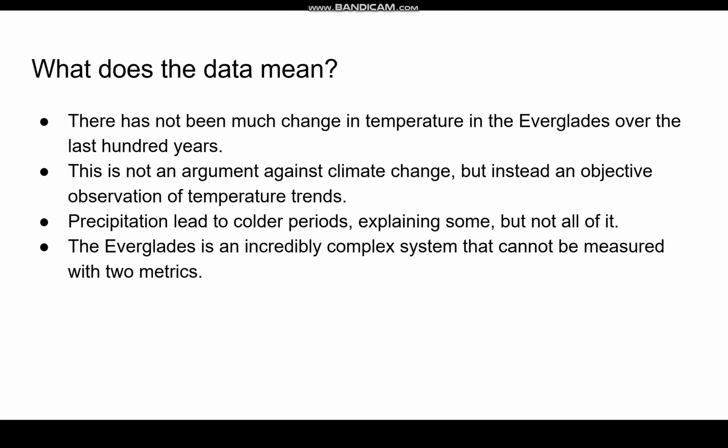But one of the things that at least the graphs suggest is that precipitation does lead to colder periods, which would explain some, but not all, of the reasons why the data would get cooler at times. Again, I show the correlation, really want to hammer it home. And then the Everglades itself is an incredibly complex system. We can't explain everything about it with just the temperature and the amount of precipitation. There's so much that goes into it besides those factors. So it can't just really be narrowed down.